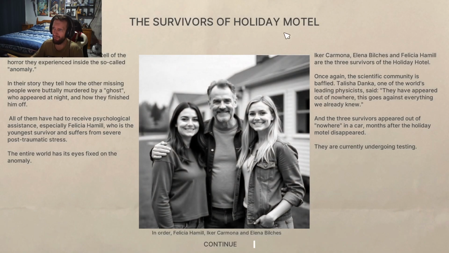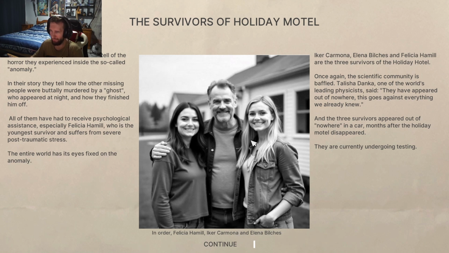The survivors of the holiday motel. In a recent interview, the survivors tell of the horror they experienced inside the so-called anomaly. In their story, they tell how the other missing people were brutally murdered by a ghost who appeared at night, and how they finished them off. All of them have received psychological assistance, especially Felicia Hamill, who is the youngest survivor and suffers from severe post-traumatic stress. The entire world has the eyes fixed on the anomaly.